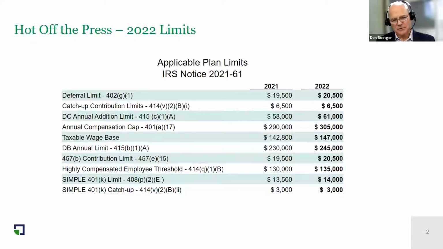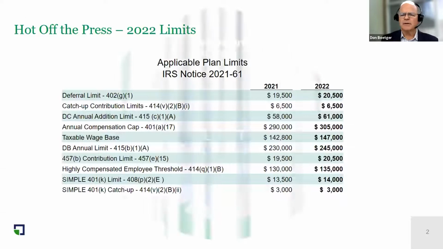The other items that you heard about throughout Dave's presentation is the annual compensation cap right above that. So we can count more pay now in 2022, if a person happens to earn that much, in calculating benefits and doing all this complex testing that David just went through. The other item of interest when thinking of cash balance plan is right below the taxable wage base, the defined benefit annual limit. So the annual pension limit, as Dave mentioned, is increasing to 245,000. All we're really saying here is we have more room to put money into a cash balance pension plan, if that makes sense for you.